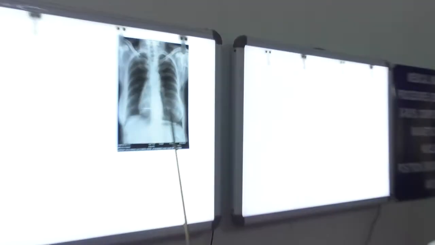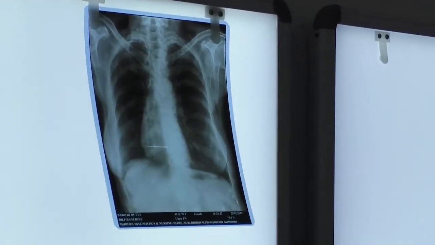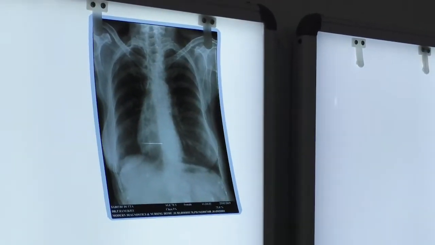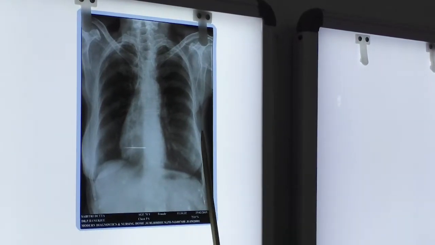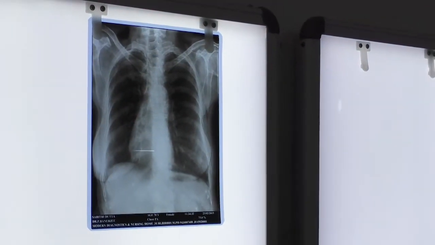And if it is an AP view, what is the problem? The image of the heart would be enlarged. So here what we can see, this is the PA view.